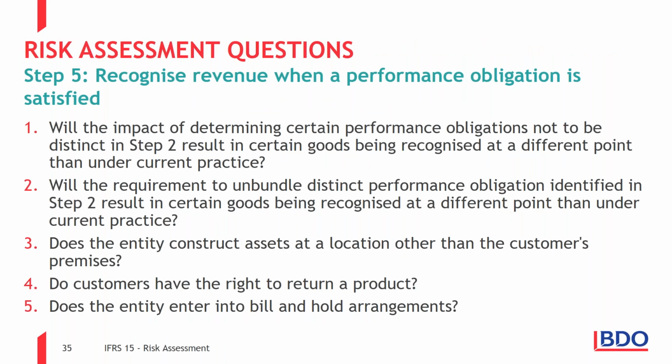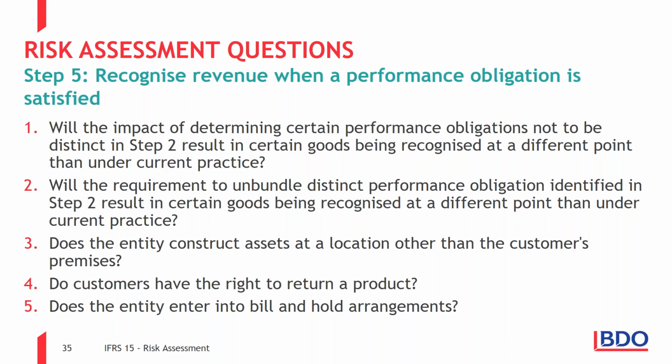So some risk assessment questions. I'm a bit conscious of time. Questions will be, will the impact of determining certain performance obligations not to be distinct in step 2 result in certain goods being recognized at a different point than under current practice? So step 2 creates some issues. If you are now combining different goods and services into a performance obligation, how does that change your recognition of revenue compared to what you currently do? Question 2 is, I would say, similar.